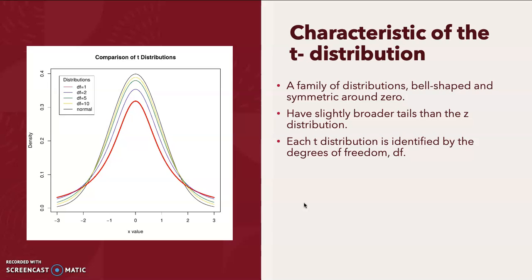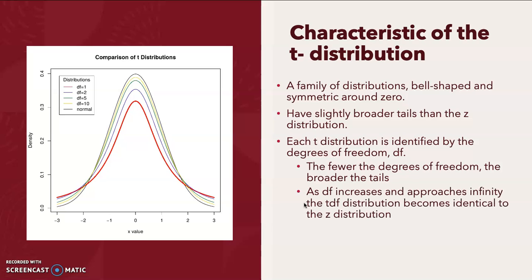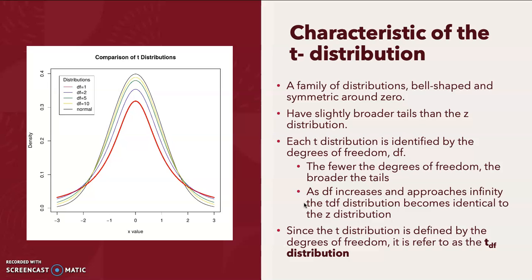The degree of freedom determines the extent of the broadness of the tails of the distribution. The fewer the degrees of freedom, the broader the tail. As df increases, the t-distribution becomes similar to the z-distribution. And when the degree of freedom approaches infinity, it is identical to the z-distribution. Since the t-distribution is defined by the degree of freedom, it is common to refer to it as the t-df distribution.